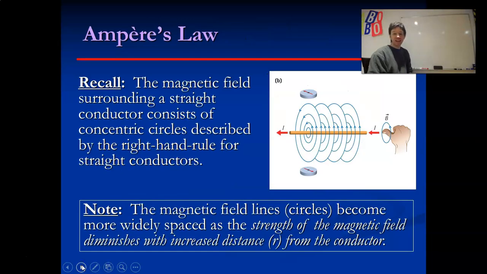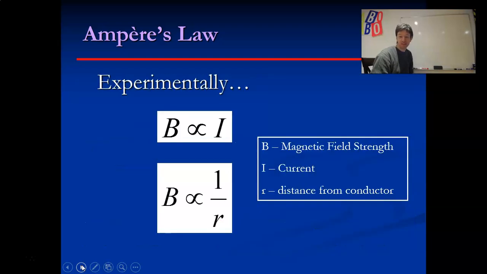So we learned that if we have a current moving through a straight wire, we get a magnetic field. And we learned the right-hand rule to actually determine the direction of that magnetic field. Today what we're going to do is determine the strength of that magnetic field. Now, experimentally, we know it's proportional to current. The greater the current you have flowing through that wire, the greater the magnetic field. We also know it's inversely proportional to the distance from that conductor. Not the distance squared, the distance.